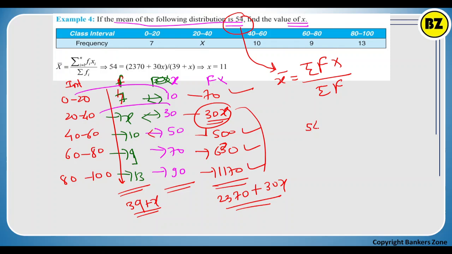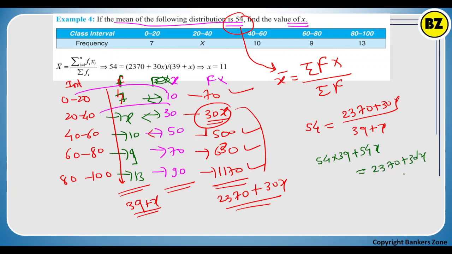So simply 54 is equal to 2370 plus 30x divided by 39 plus x, okay? Now the rest is your part. You are very smart. It will be 54 into 39 plus 54 times x is equal to 2370 plus 30x, okay? Now simply solve it. I don't need to explain further. You can use a simple calculator.